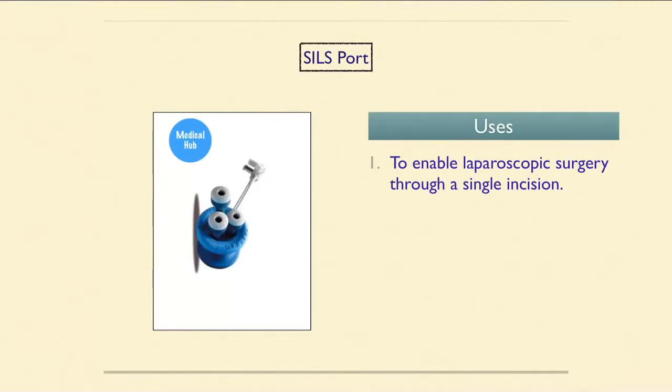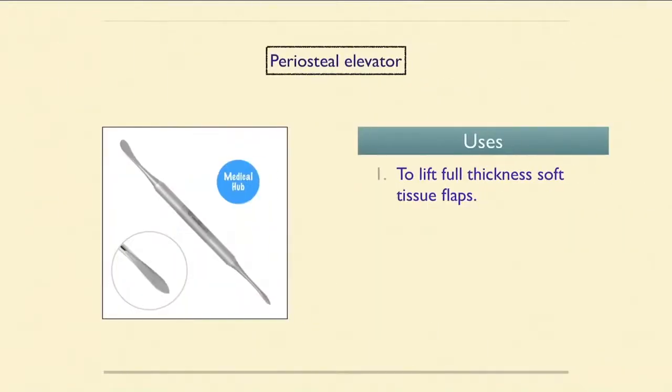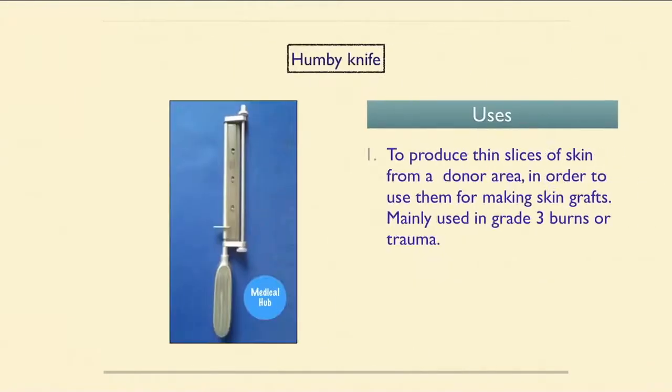Next is SILS port. It is used to enable laparoscopic surgery through a single incision. Next is periosteal elevator. It is used to elevate full thickness of tissue flaps.